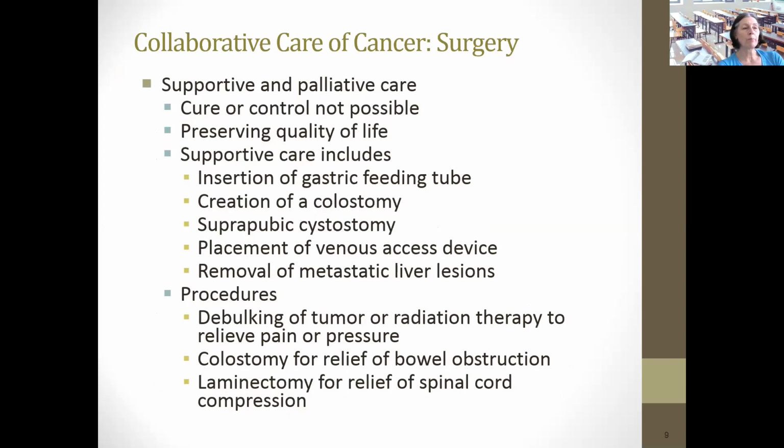Also, the supportive and palliative care can include surgery. If somebody's in end stages or needs palliation, we might use surgery to insert a feeding tube or put a colostomy in, to place a venous access device, a portacath, to remove metastatic lesions on a site, again, to provide debulking. So those kinds of things can all be surgical approaches that help support a patient who has cancer have better treatment outcomes, and a better quality of life.